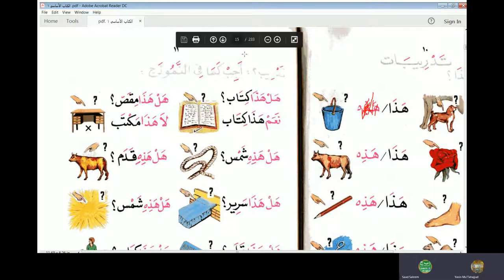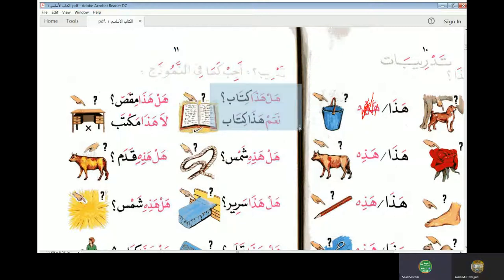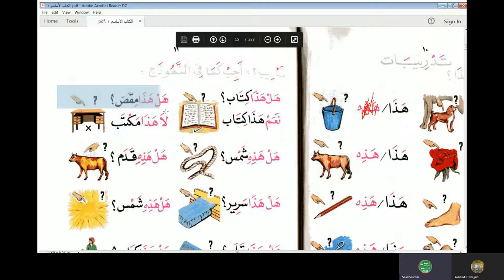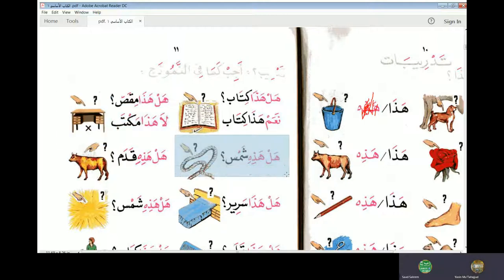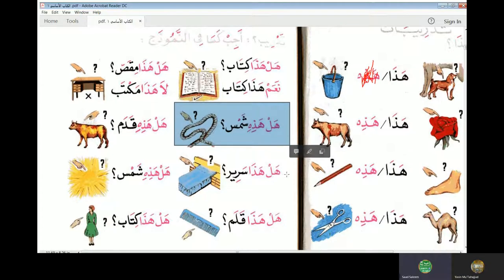Second exercise. Answer like in the sample. For example: hal hadha kitab? Is this a book? Naam hadha kitab. Yes, this is a book. Hal hadha miqass? Is this a scissor? La hadha maktab. No, this is a desk. Now you will answer me.